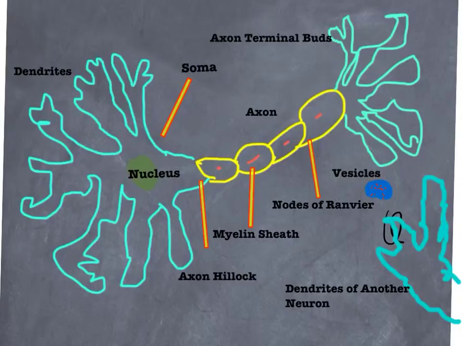So to speed up the communication of information going from the axon to the axon terminal buds, there's a layer of fat tissue surrounding the axon called the myelin sheath. You can see between each segment there is a little break or gap, and these breaks are called the nodes of Ranvier. So the action potential jumps from one node to the next as it goes down the neuron.